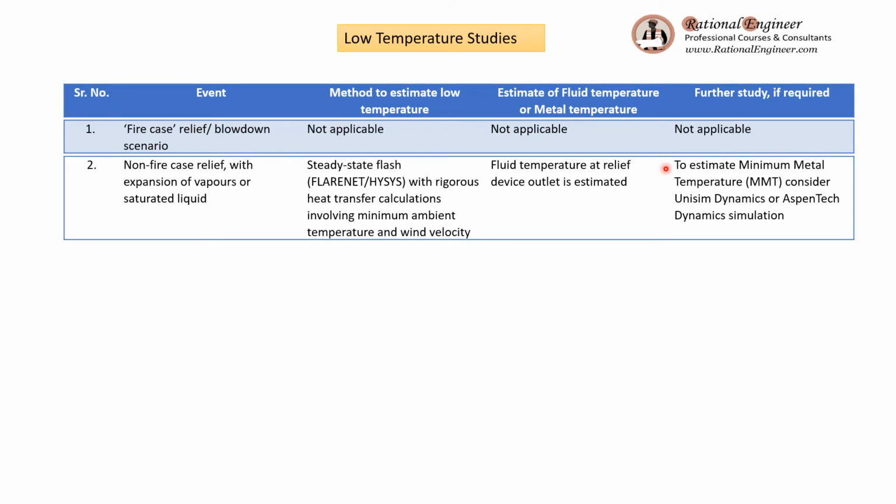If you want to estimate metal temperature, or if you have a concern that your fluid temperature is very low, below the lower design temperature of your piping, then you have to consider dynamic simulation software. Unisim Dynamics or Aspen Tech Dynamics are common simulation softwares where you can estimate the minimum metal temperature for such cases, such as non-fire relief cases.